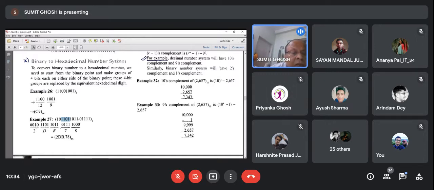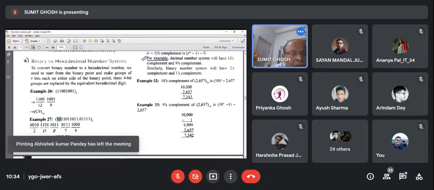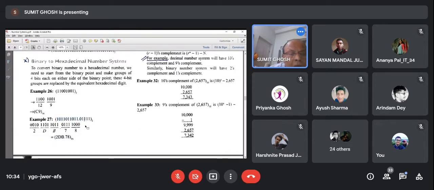Now what happens to the right of the decimal place? I told you to always start from the decimal place. You go left, collect 4, then again collect another 4, and if you cannot have 4, you make it 4 by adding zeros to the left. Now after the decimal place, you collect 4 again, not from the right, but from where the decimal point ends. So it is actually 0, 1.